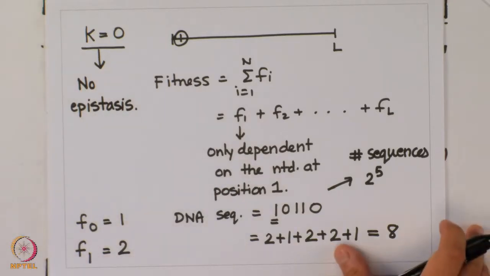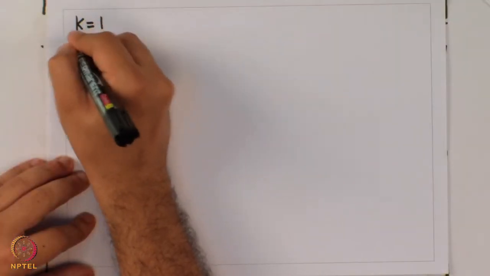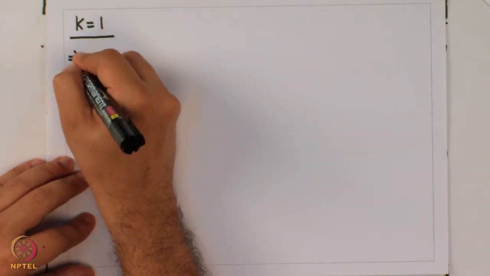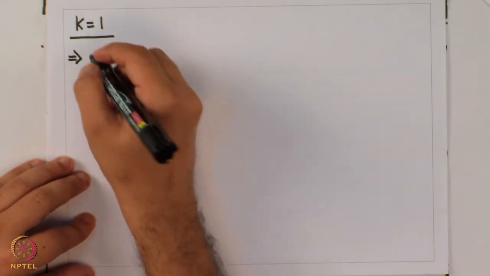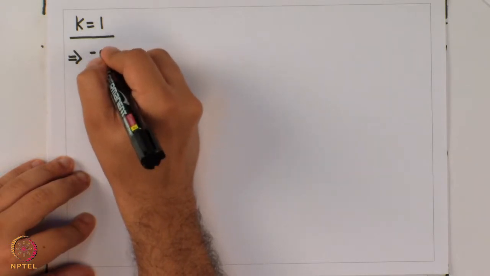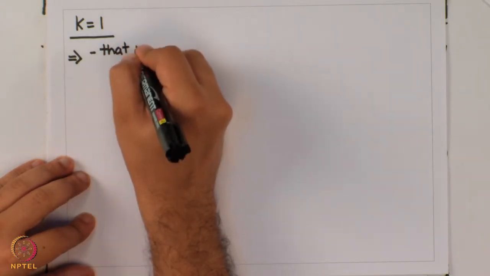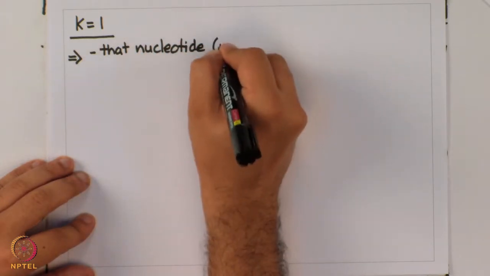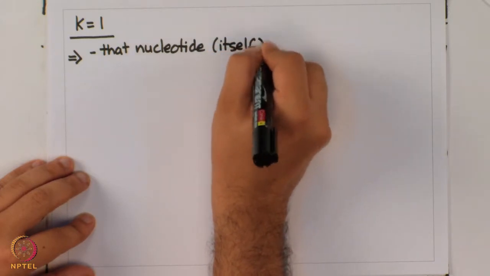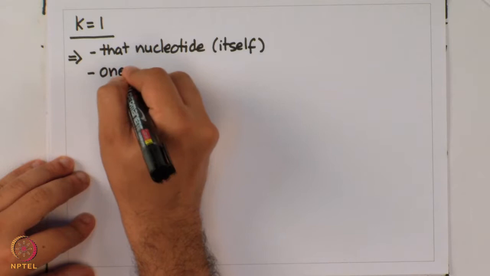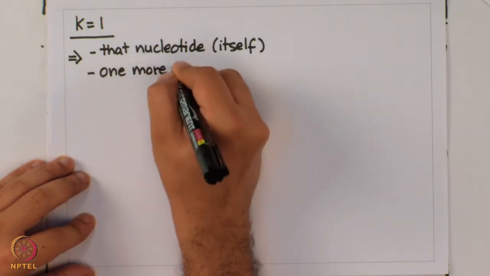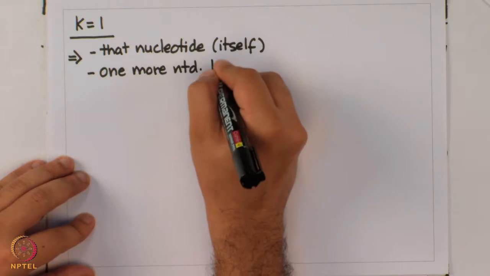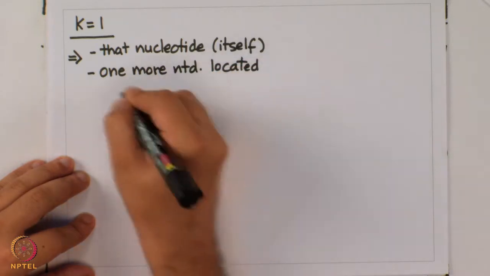Okay. What happens if we incorporate epistasis? So, let us again choose k equal to 1. What that implies is that the fitness contribution of a nucleotide depends on that nucleotide, which is itself, and also one more position, one more nucleotide located elsewhere.